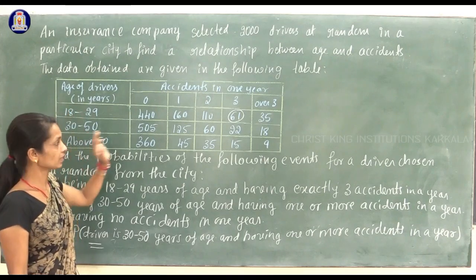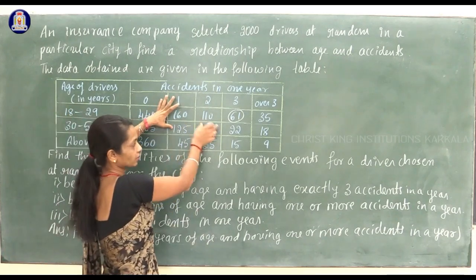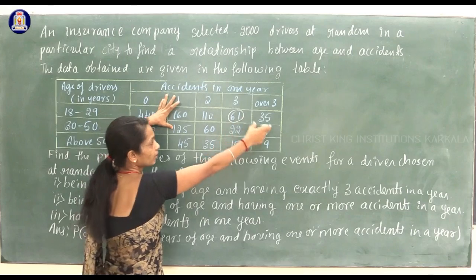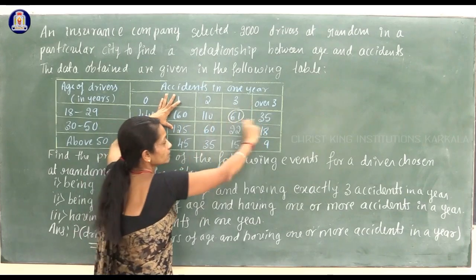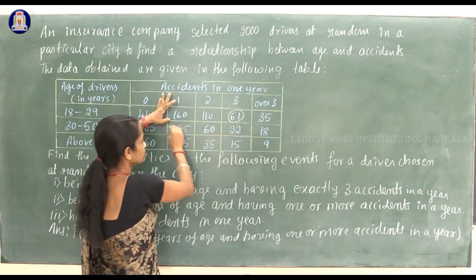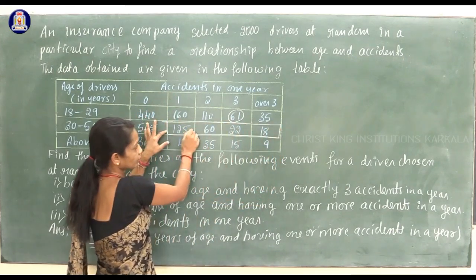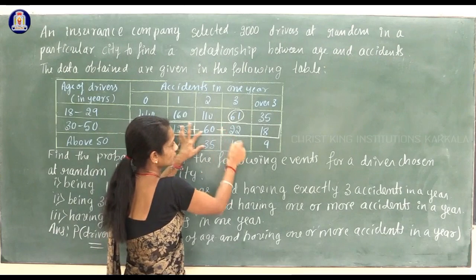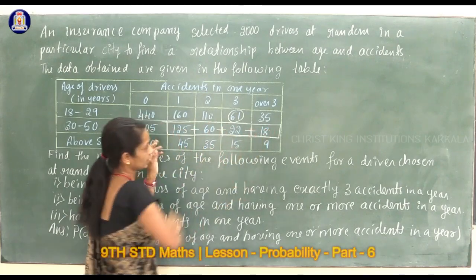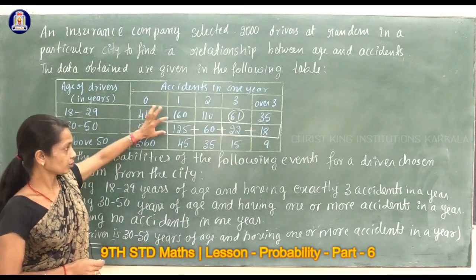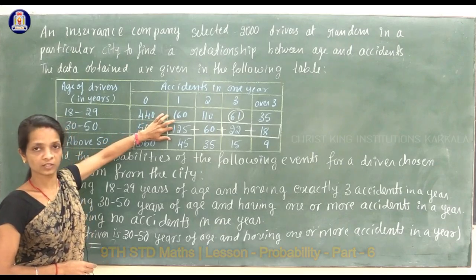One or more means you can consider one accident, two accidents, three accidents and over 3. All these numbers you have to take the total of that. Which total do you have to take? 125 plus 60 plus 22 plus 18. In that you have one or more accidents in a year.